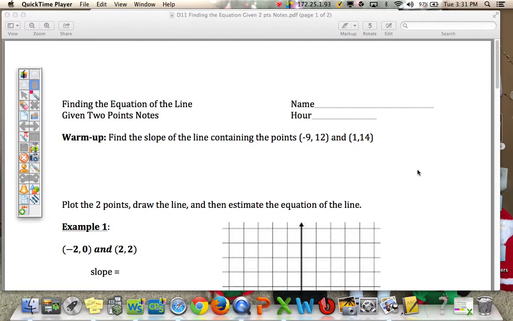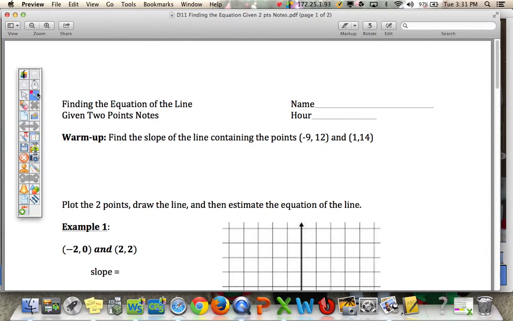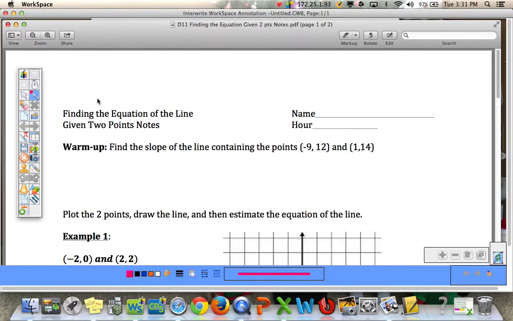For the warm-up, find the slope of the line containing the 2 points, negative 9, 12, and 1, 14. Well, we know we can find the slope of 2 points by graphing and counting rise over run, but these are pretty big numbers, so you probably want to use slope formula to calculate.